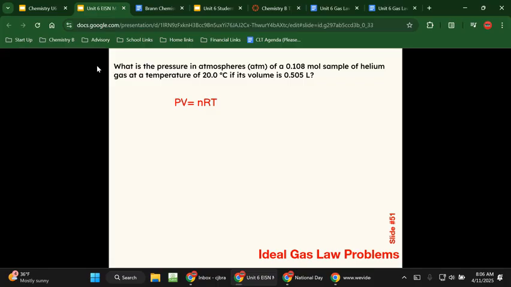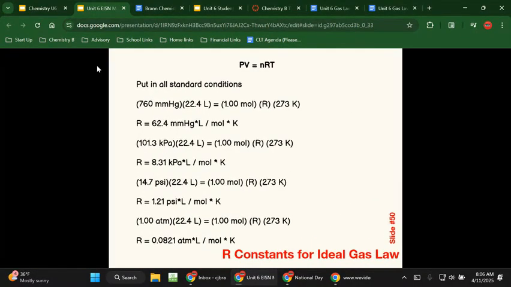Now, I could have given you the grams of this gas. You could convert grams into moles using what we learned in the last unit. The one thing to be careful of is the other unit that matters here is the volume unit. Volume unit has to be in liters, not milliliters, not cubic centimeters. And the reason for that is our R value here. All of these are in liters.